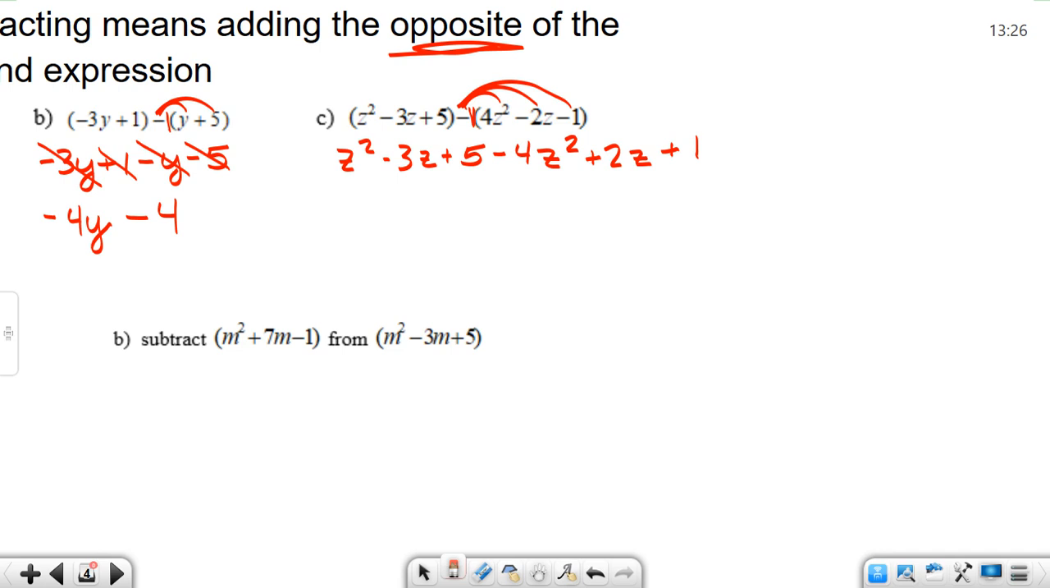Again, I'm going to go ahead with the strikeout technique. So I've got z squared and a negative 4z squared. So z squared minus 4z squared is negative 3z squared. Then I've got negative 3z plus 2z, which is just negative 1z. And then I've got positive 5 and a positive 1, which is going to give me a positive 6. So I'm left with a degree 2 trinomial.